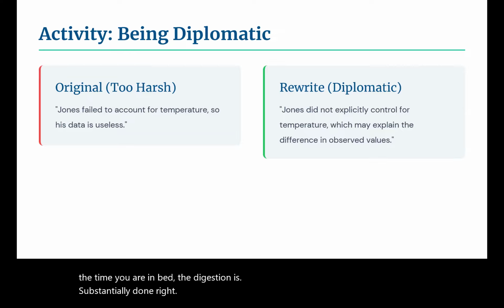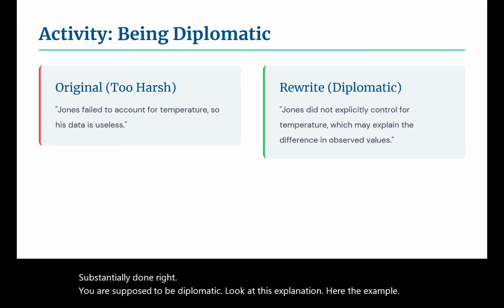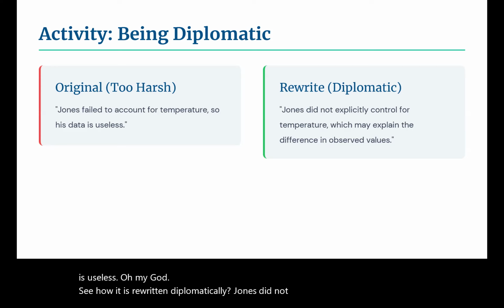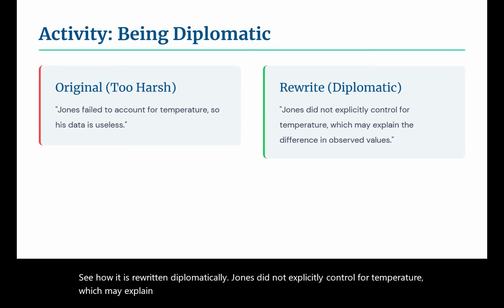So you are supposed to be diplomatic. Look at this explanation here, the example. See how harsh the original sentence is: "Jones failed to account for temperature, so his data is useless." Oh my God. See how it is rewritten diplomatically: "Jones did not explicitly control for temperature, which may explain the difference in observed data." You see?